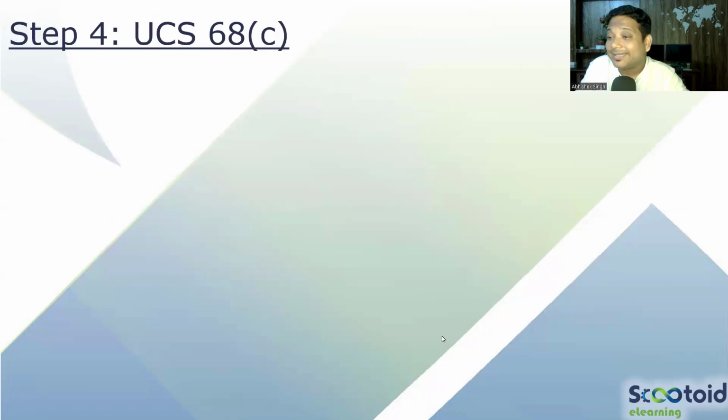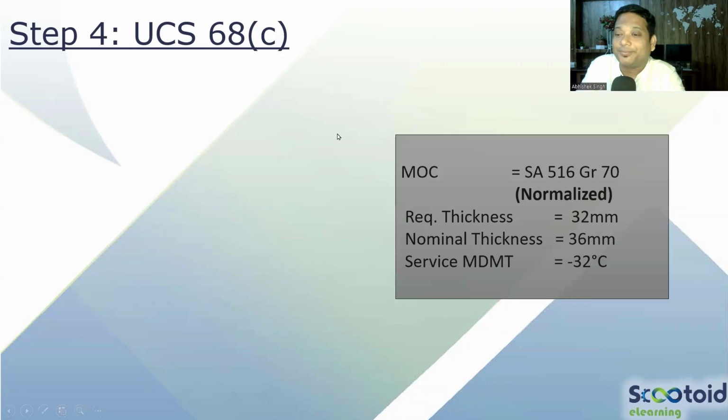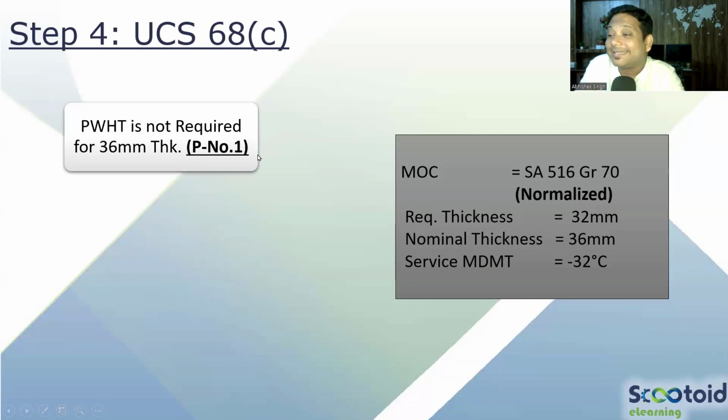Okay. Is anything else left for us? Any other clause? 68C. So if this is the case which we have taken, what exactly does 68C say? That is when PWST is not a mandatory requirement. Can you tell me when PWST will not be a mandatory requirement as per UCS requirement? At which thickness is PWST not mandatory?